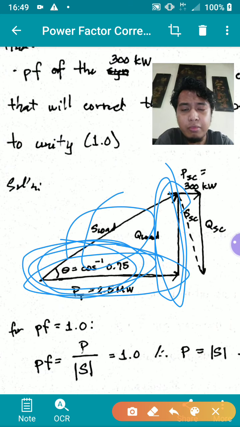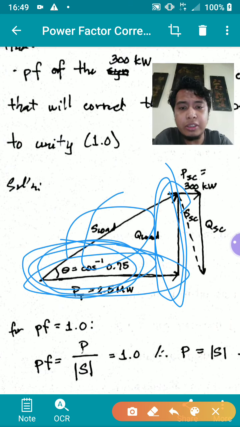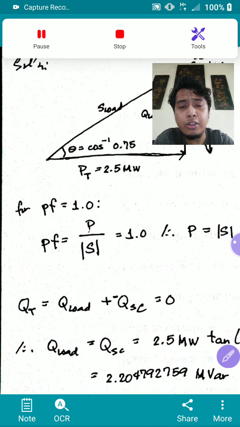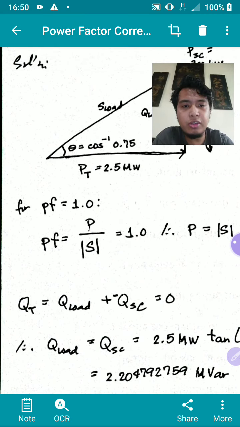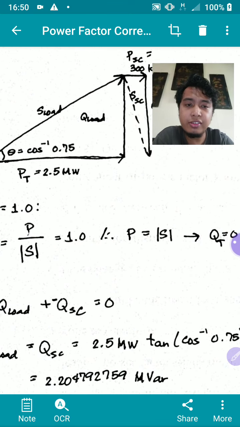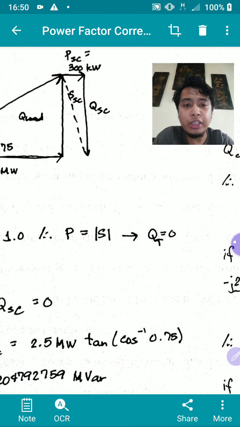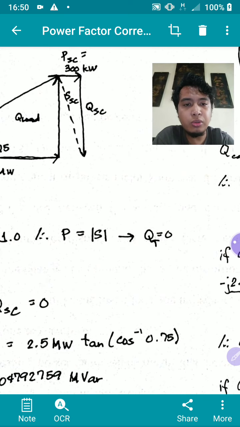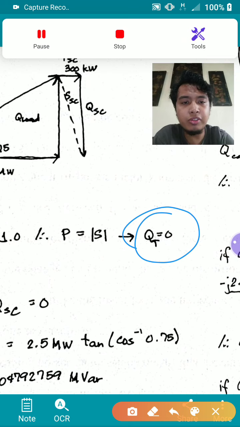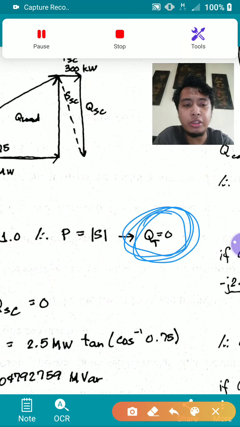Okay, so if your power factor is equal to 1, power factor is basically the ratio of your P over the total apparent power S magnitude. So if it's equal to 1, therefore your total P is equal to the total S, and that makes your Q total equal to 0. So we want to have this Q total of 0 to correct the power factor to unity. So that's what we want.